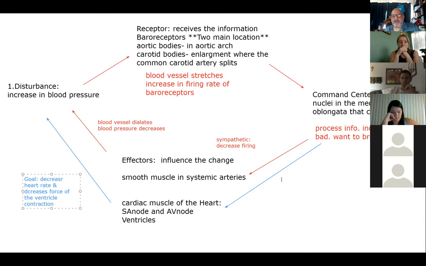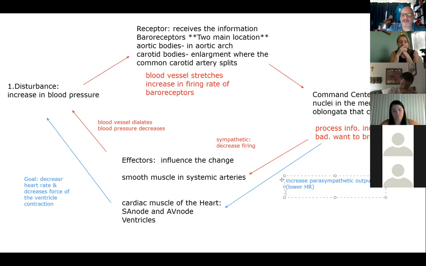Excellent. So we can do it two ways. We can increase our parasympathetic output. That would lower the heart rate. But at the same time, we want to decrease our sympathetic output, because that is going to both lower the heart rate and reduce the force of contraction.